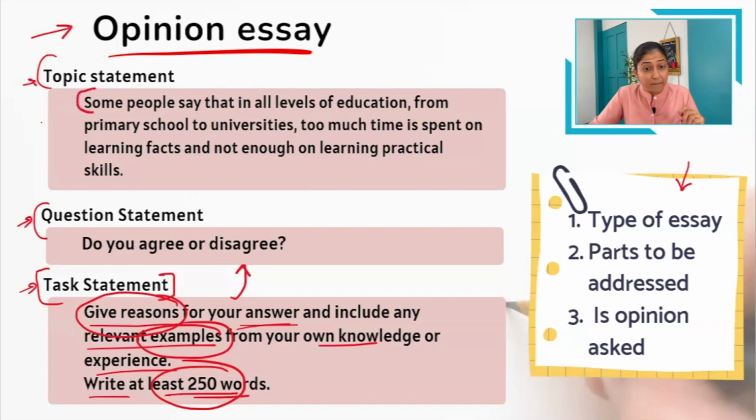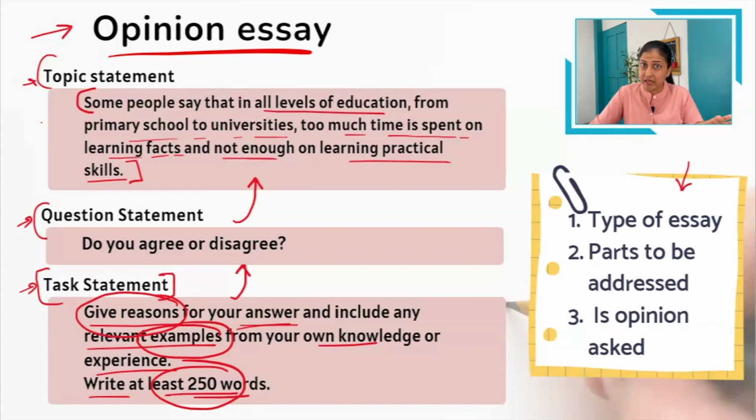It says, some people say that in all levels of education, from primary school to university, too much time is spent on learning facts and not enough on learning practical skills. Now to this, do you agree or disagree? Let's just say you agree. If you agree, you have to give reasons for your agreement. Now, if you say I disagree, all right, give reasons behind your disagreement. Simple as it is. Okay. So you understand the logic of topic statement, question statement, and then a task statement.